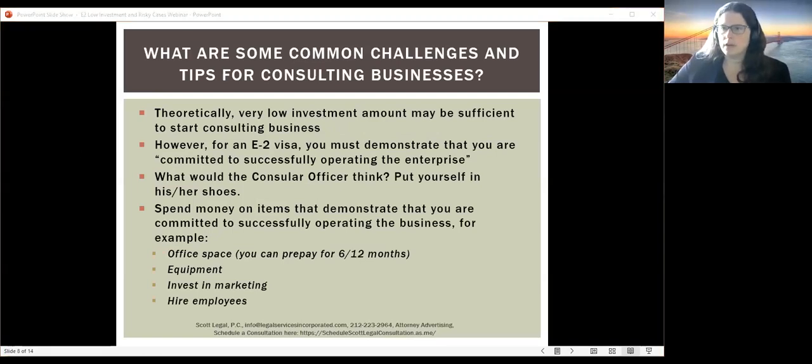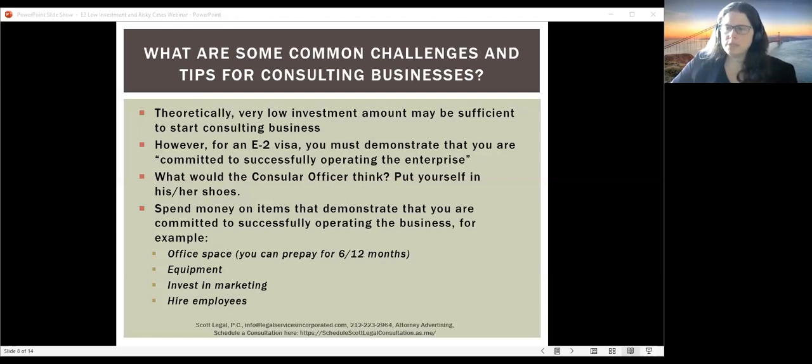So let's turn to consulting. We process E2s for consulting companies very frequently, and so let's talk about some common challenges and tips for this type of business. It is the case, of course, that you can start a consulting business by investing almost nothing. Many, many of our clients come to us and say, I have the knowledge, I have a laptop that I've already purchased. I don't need an office. I already have connections in my industry. I don't need to spend anything.